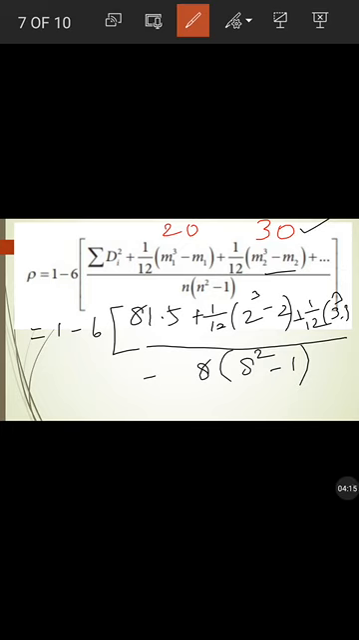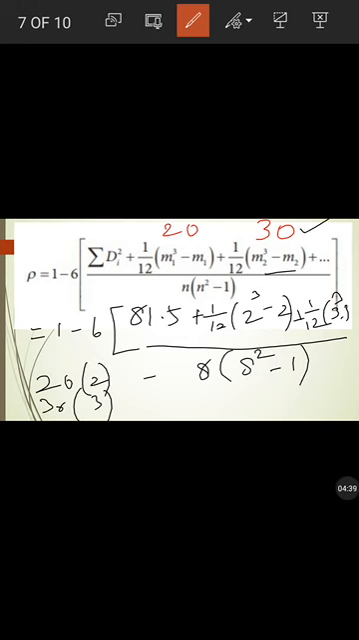So for 20 it is 2 cube minus 2, and for 30 it is 3 cube minus 3. Why did this come? Because 20 is repeated 2 times and 30 is repeated 3 times. That is why we have taken 2 cube minus 2, and for 30, 1 by 12 into 3 cube minus 3. So what is 2 cube?